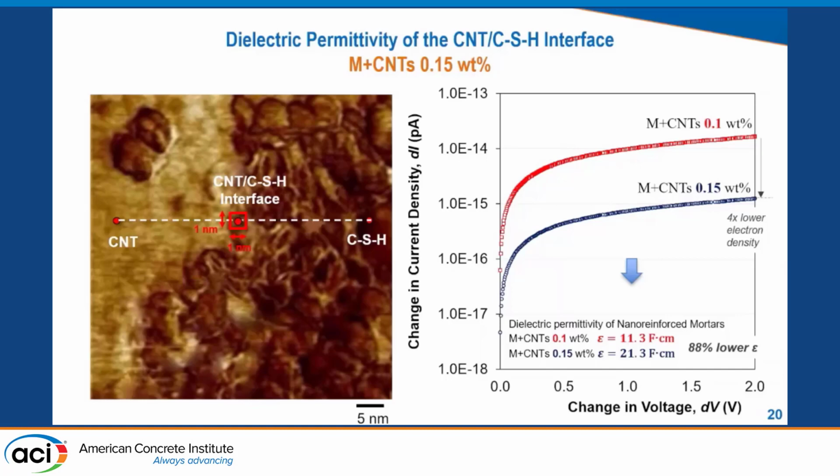And we see a decrease in the electron density of the material, 4 times lower. That means that the electrons are stored within the interface between the nanotubes and mortars. And this is the agglomeration state of the nanotubes for amounts higher than the percolation threshold that leads to a higher storage of electrons within this interface. And as a result, the dielectric permittivity of this interface is much higher, 21.3 farad times centimeter.